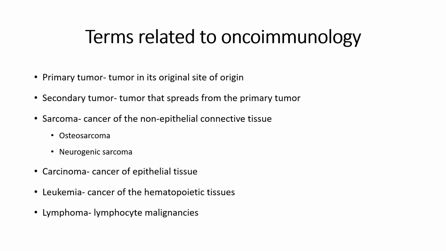A sarcoma is cancer of the non-epithelial connective tissue. Some examples: we have osteosarcoma, which is bone cancer, and neurogenic sarcoma, which is nerve fiber cancer. Carcinoma is cancer of the epithelial tissue or skin cancer. Leukemia is cancer of the hematopoietic cells or hematopoietic tissues. And lymphoma is lymphocyte malignancies or their precursor cells.